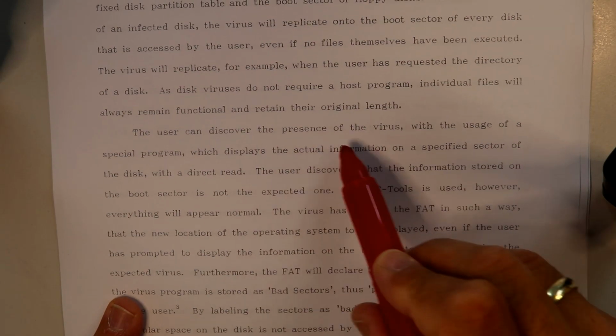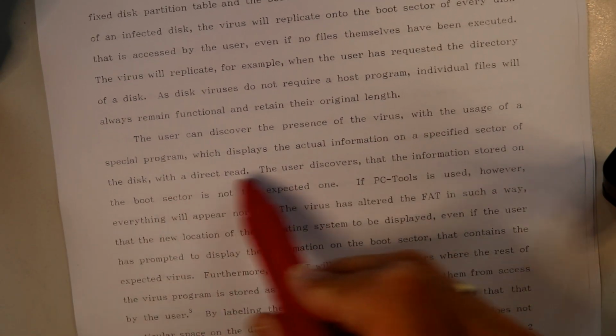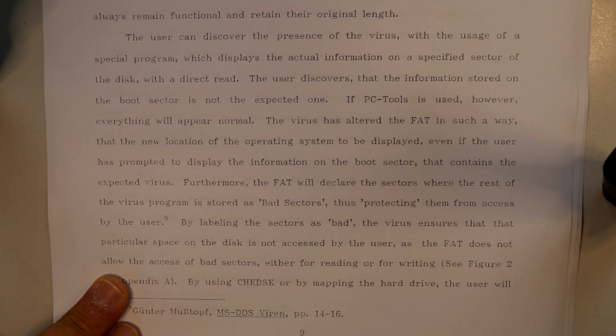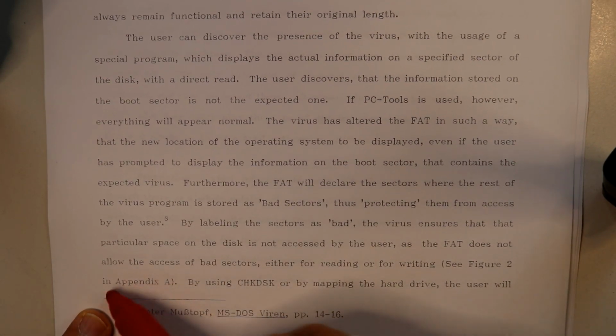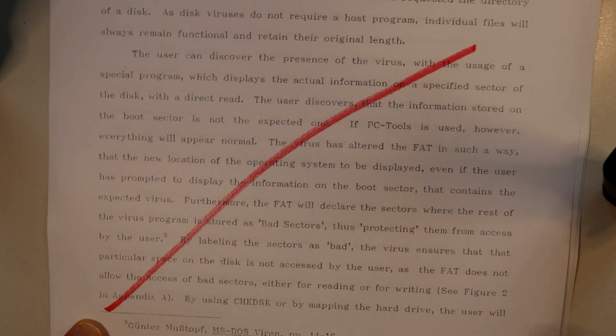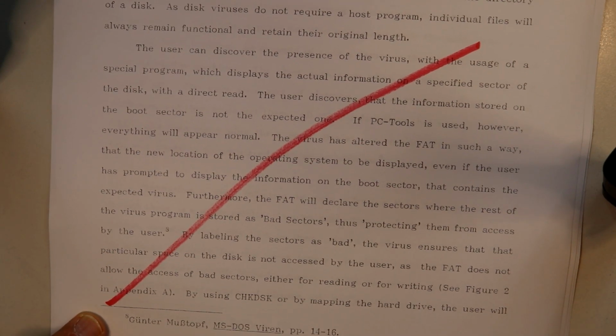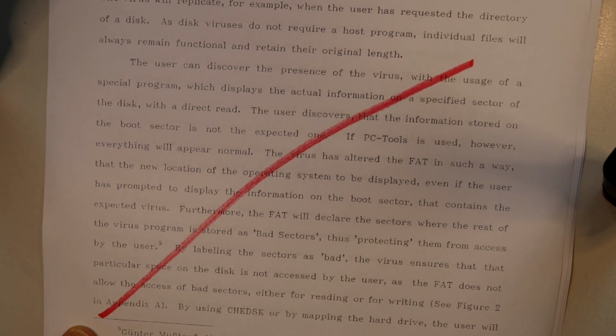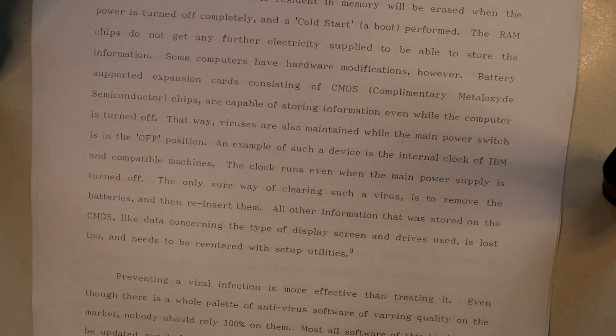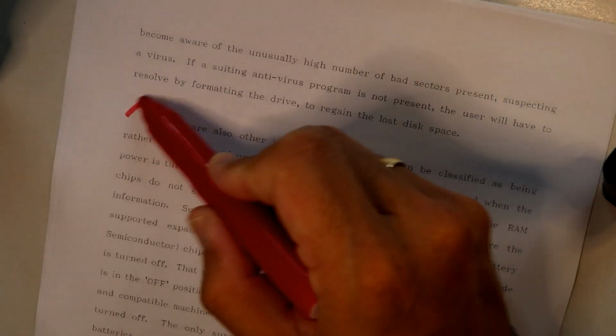"The user can discover the presence of the virus, which uses a special program." Oh, isn't this nice? Now it talks about what you can do against the viruses. But there's no argument in here. It's just a summary of what the student actually collected from other sources, from books and all of this stuff. I'm not interested.